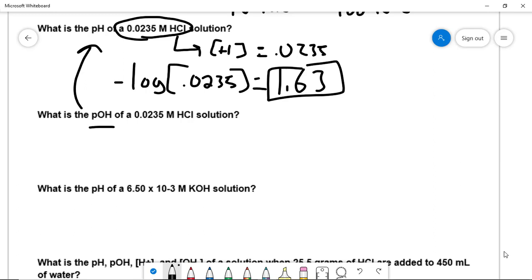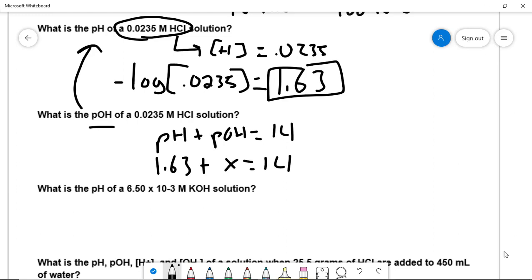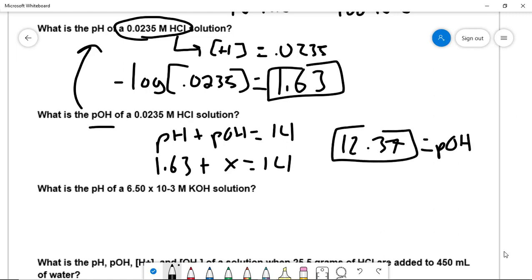Okay. What is the pOH of the same solution as up above? Well, we could go through and do more math here and figure that out, but remember that pH plus pOH equals 14. So I just plug my number in: 1.63 plus X is 14. What I get is 12.37 for my pOH. But again, it's all just about thinking about what information I have and what equations I'm going to use to solve.